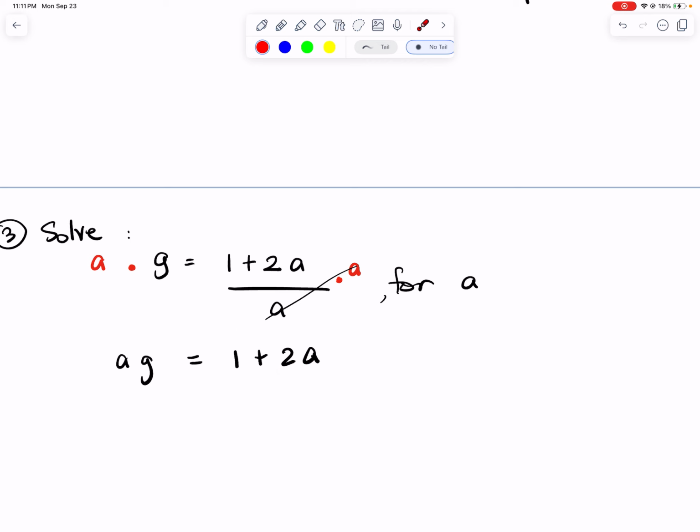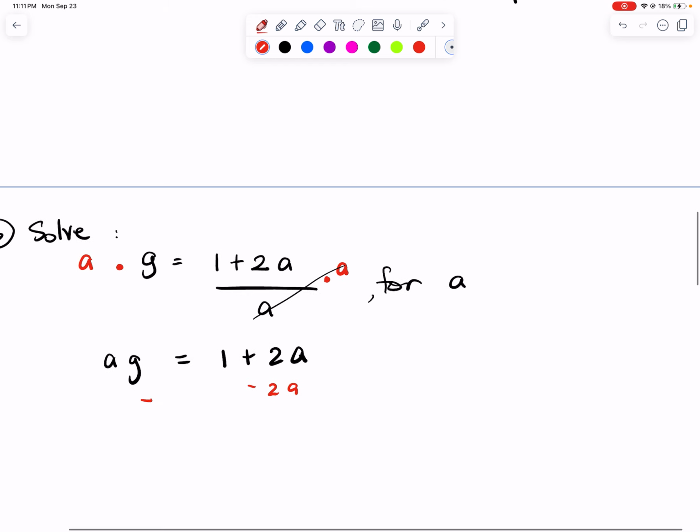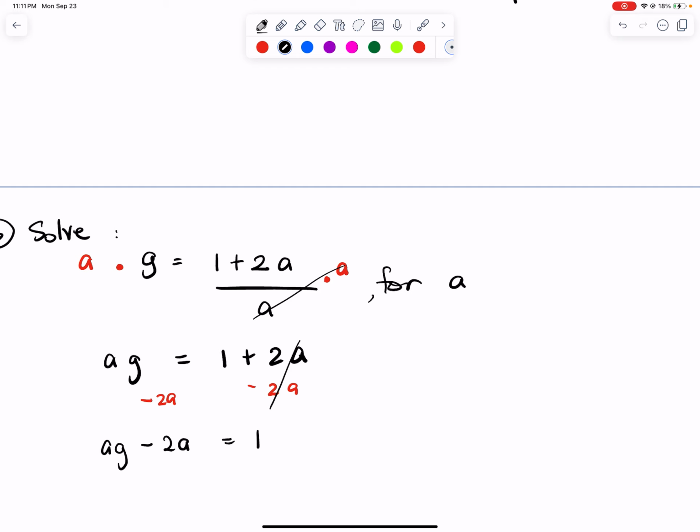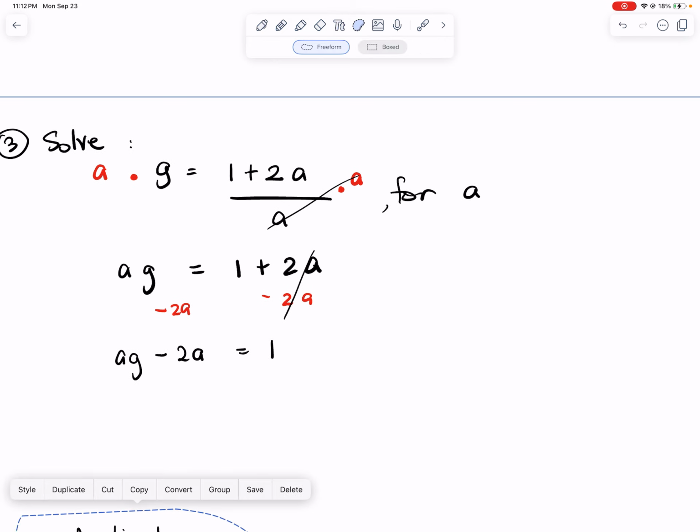And I'm going to be subtracting 2a from that side and moving it over here. So on the left side, we get ag minus 2a is equal to 1, and that cancels on the right. All right, so now we are getting closer, but we still have a lot of things happening here. Let me move this out of the way so we can get some room.